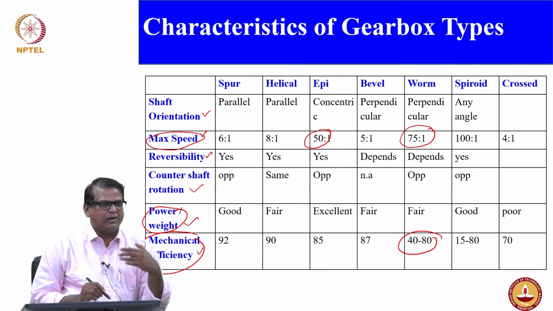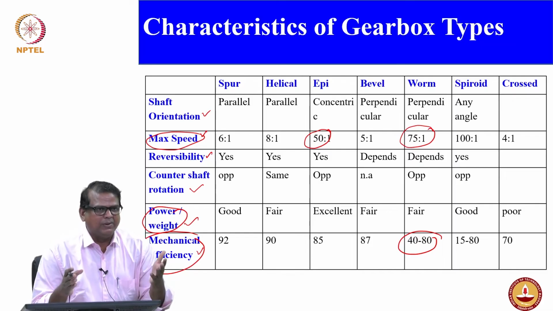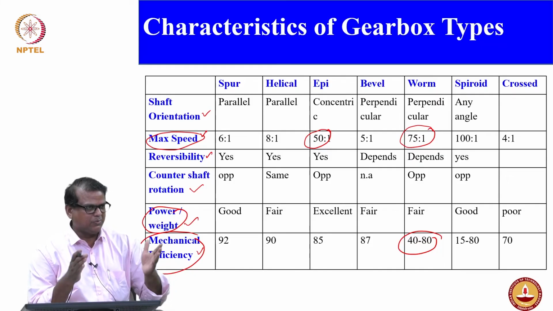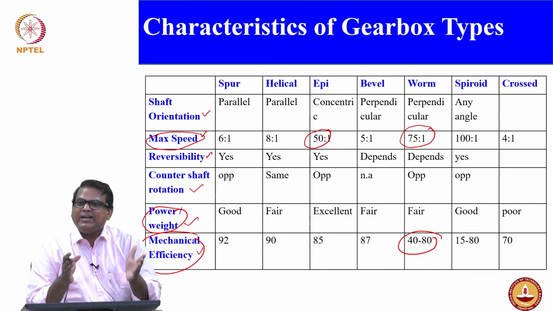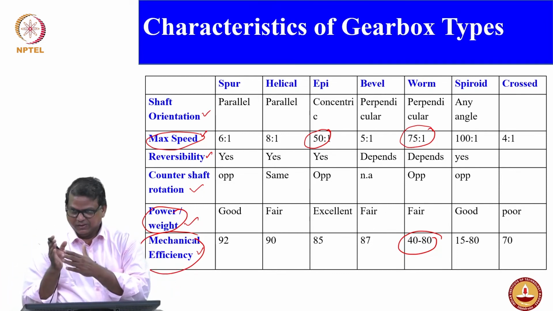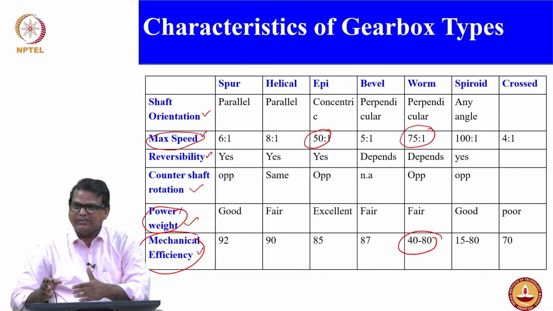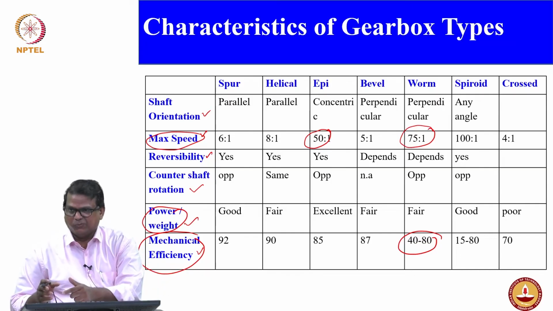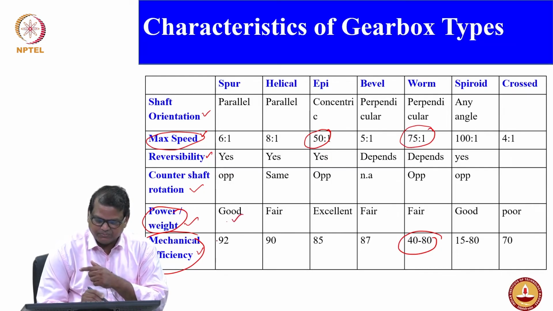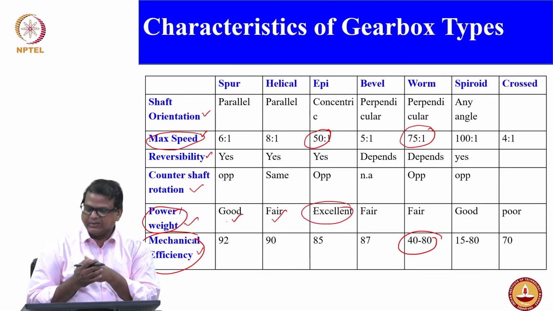The next one, the power weight ratio. In a windmill or machine tool, the weight is not a problem, right? But when you go for automobile, the weight is more of a problem because you want it as compact as possible, as light as possible, so that the fuel economy is better. So that is very important. When you talk about gearbox design, it's not only designing the gearbox, you have to optimize such that the fuel economy is improved. Look at this, the power weight ratio is good for spur, helical also fair, and excellent for the epicyclic gear train.